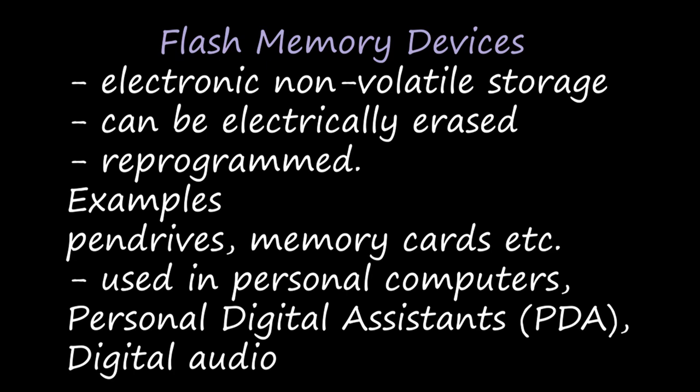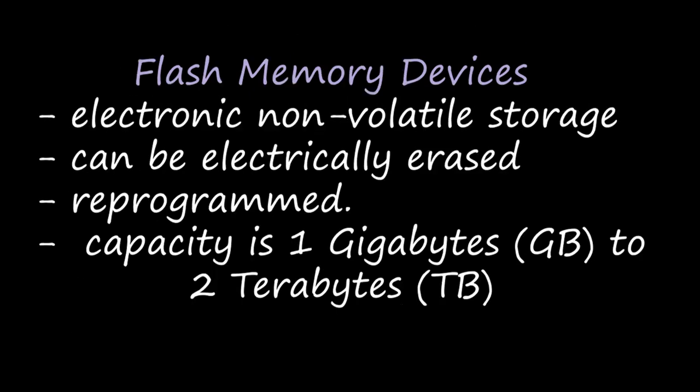This flash memory offers a fast access time. We all have used pen drives, right? The time taken to read or write a character in a memory is called the access time. Okay, this access time will be fast when it comes to flash memory. The capacity of flash memory varies from 1 GB to 2 TB also.